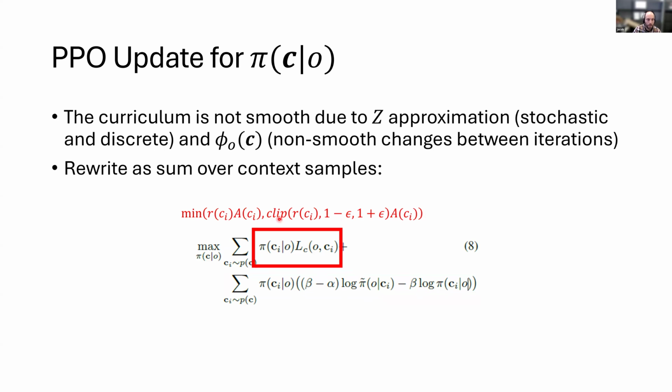So this is just like proximal policy optimization, where we have some probability of that context for O times some scoring. And then we want it around 1. So if it's above 1 plus epsilon or below 1 minus epsilon, we clip it.